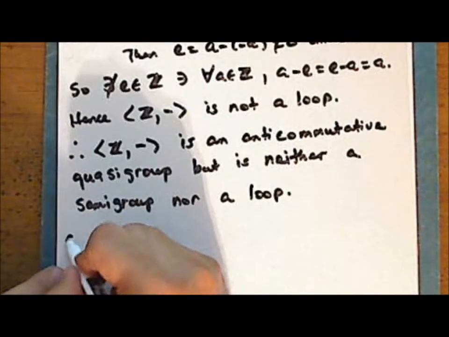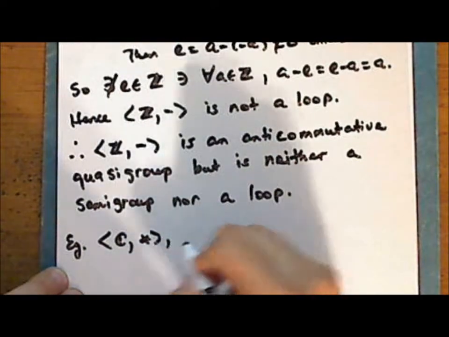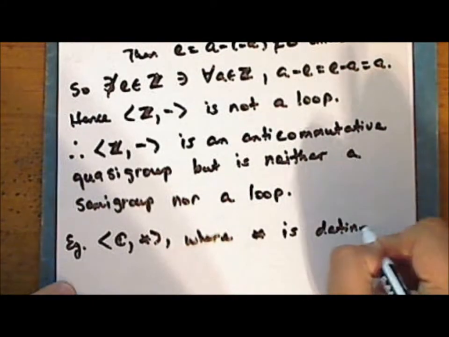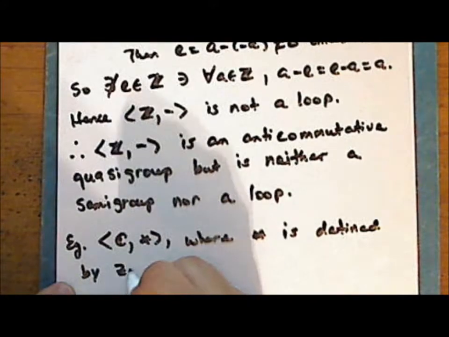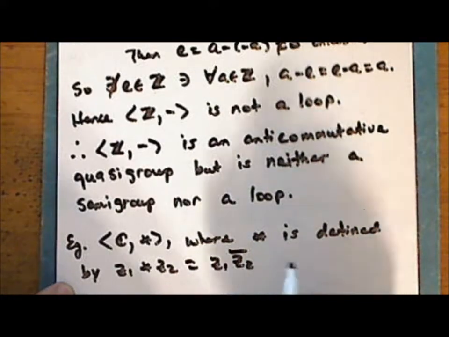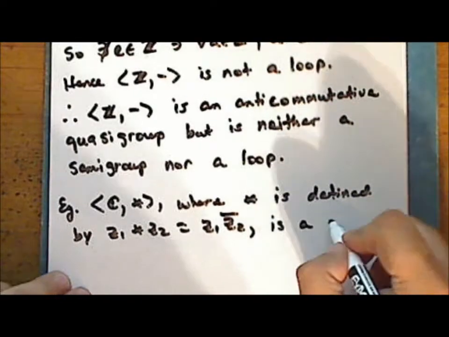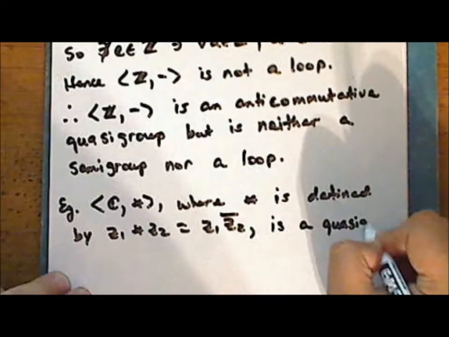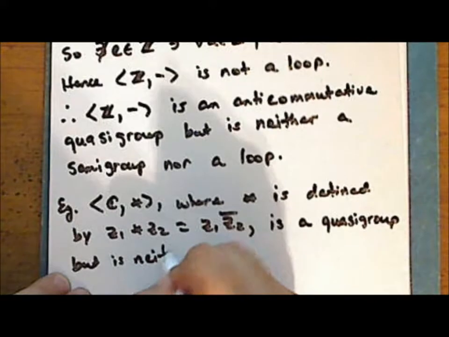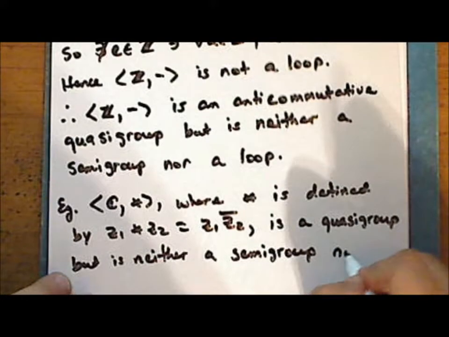Okay, next example. The set of complex numbers together with the binary operation star, where star is defined by z sub 1 star z sub 2 is the product of z sub 1 with the conjugate of z sub 2. The structure is a quasigroup, but is neither a semigroup nor a loop.